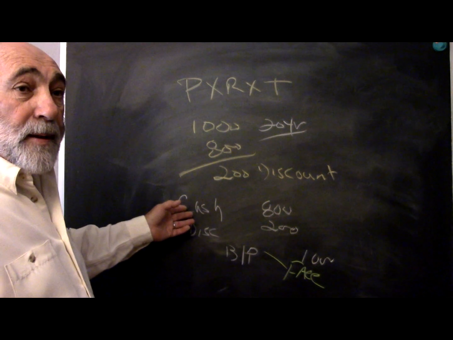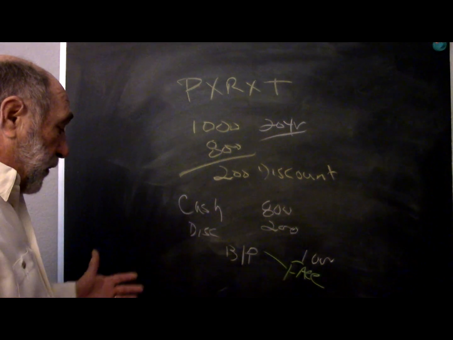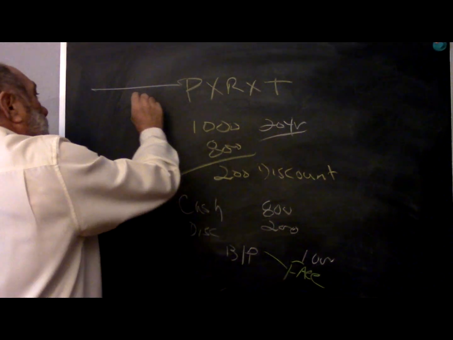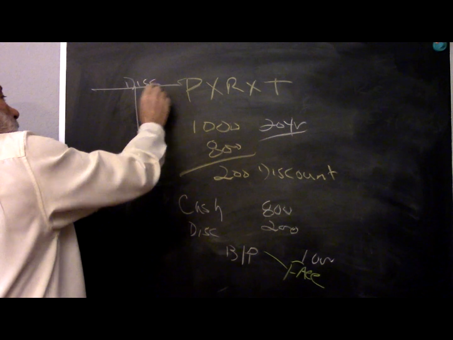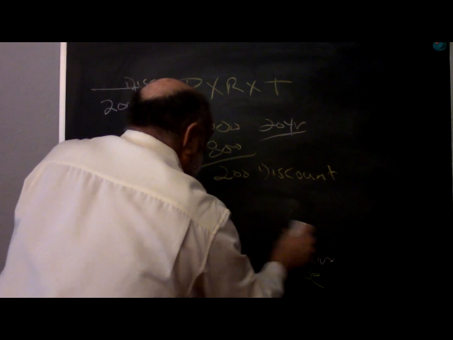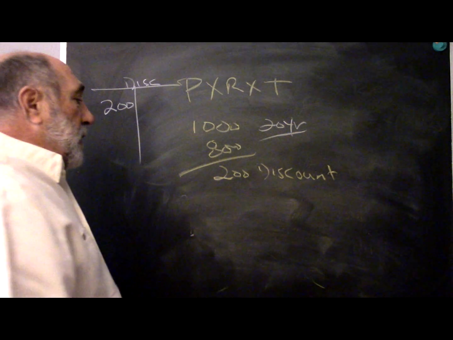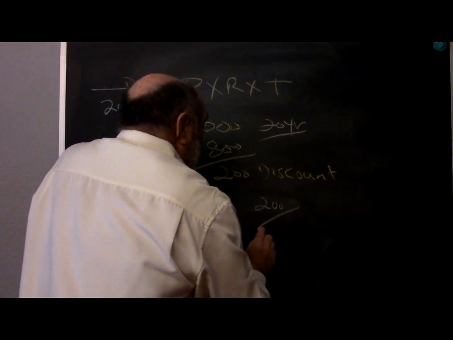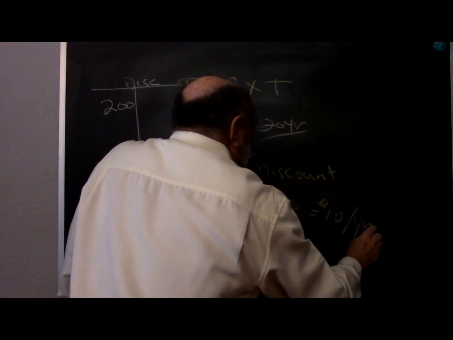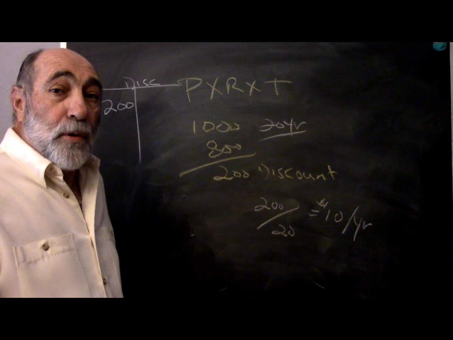Obviously, we debit cash for the actual amount received, and then the difference will fall in either a discount or a premium. In our case, we have a discount. So that's going to be sitting in this T account as a debit. What's going to happen is, if that's a 20-year bond and I've got a $200 discount, I'm going to take 200 divided by 20. I'm going to amortize that discount at the rate of $10 per year.